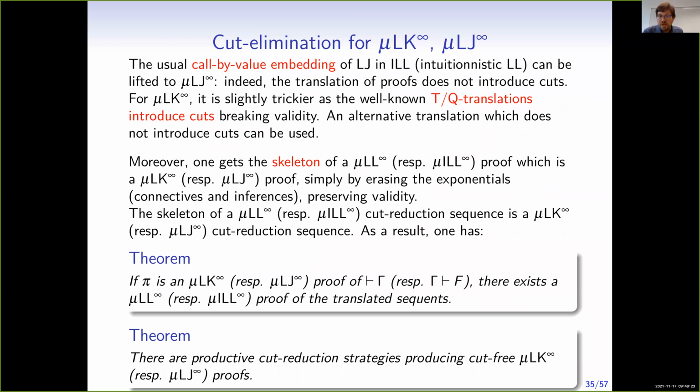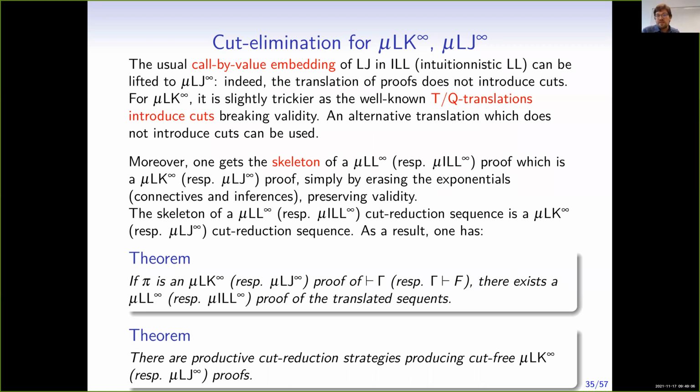So these cut elimination results actually also give us, as a corollary, cut elimination for non-wellfounded μLK and non-wellfounded μLJ. For the intuitionistic case, this goes through the usual embeddings of intuitionistic into intuitionistic linear logic, but you have to consider the call by value. There are several such embeddings, but you have to take a particular one, the call by value, because this one does not introduce cuts. The call by name would introduce cuts and it would break validity. So we wouldn't have the validity preservation property I used before.